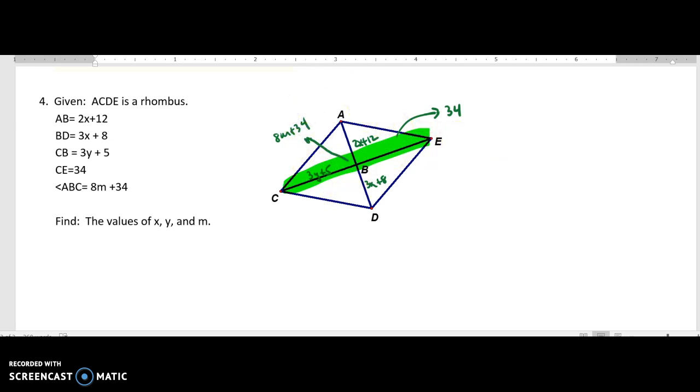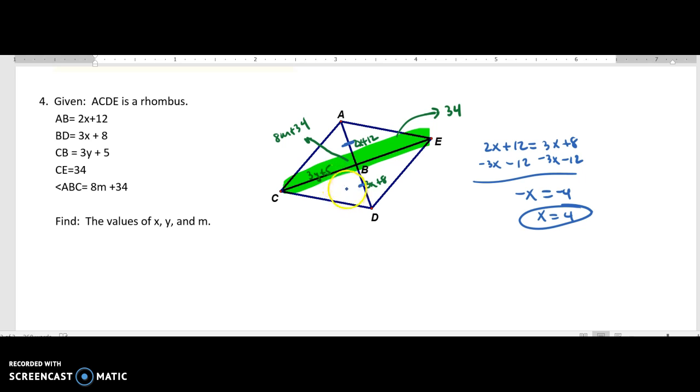Now, x is the easiest one because if you look, right away you have to know the diagonals bisect each other. So what do we know about those two segments? They are going to be congruent. So 2x plus 12 is equal to 3x plus 8. When I solve this, subtract 3x, variables on the left, subtract 12, constants on the right. Negative x equals negative 4. So right away we get x is 4.